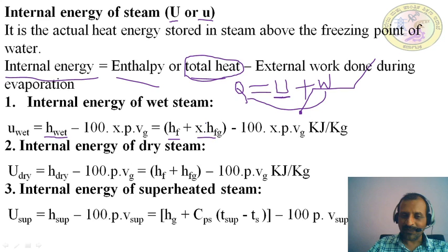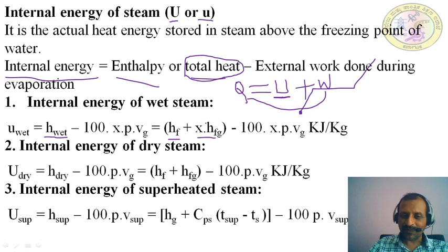Then entropy of evaporation. Same here, SFG is equal to HFG by Ts. What do you mean by HFG? HFG is Q, again it is Q. HFG is the enthalpy of evaporation. During evaporation, this much enthalpy is required, HFG. So this HFG is nothing but Q. Why? Because we are supplying the heat at constant pressure. The heat supplied at constant pressure is called enthalpy. So I am replacing Q by HFG. So SFG, the entropy of evaporation, is HFG by Ts, where Ts is the saturation temperature. The unit of this entropy is kilojoules per kg.